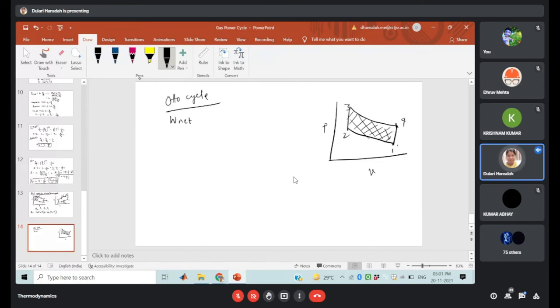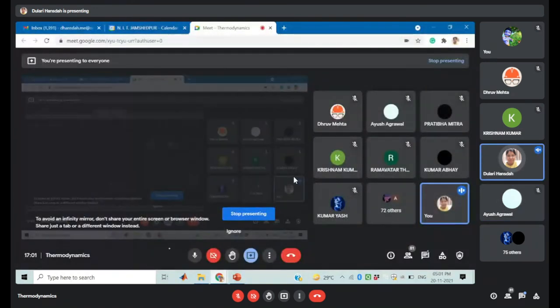We have already derived this in Chapter 1 and 2. So for the reversible adiabatic process 3 to 4, what will it be? P3 V3 minus P4 V4 by gamma minus 1. Right? By gamma minus 1. Who gave the answer? Ma'am, Ayush Agrawal. Okay.